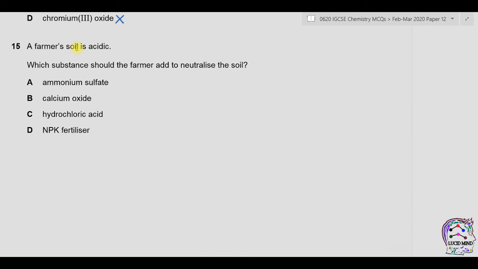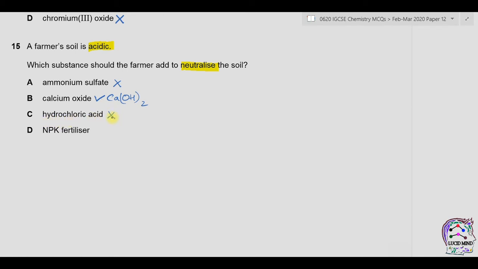Question 15. A farmer's soil is acidic. Which substance should the farmer add to neutralize the soil? Now acidic soil can be neutralized by the presence of base. So we can find the answers. A is ammonium sulfate. This is a salt, so it does not neutralize acid. B is calcium oxide. Calcium oxide reacts with H2O to form calcium hydroxide, which is a base, so therefore it can neutralize the acid.